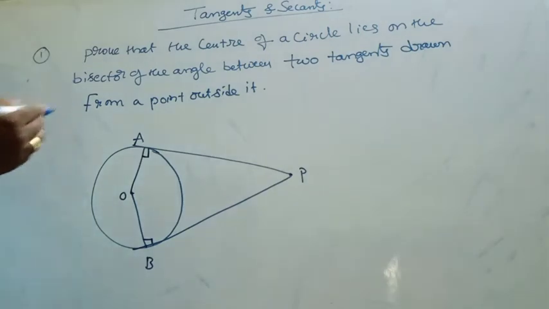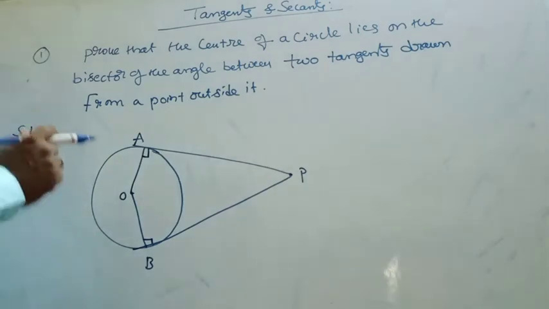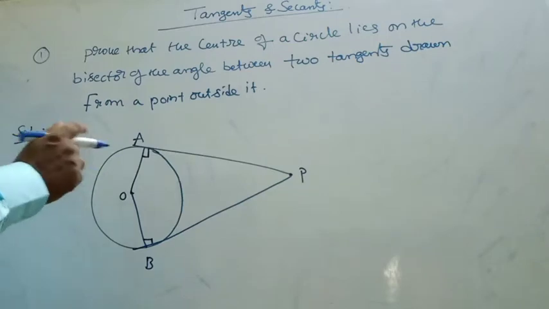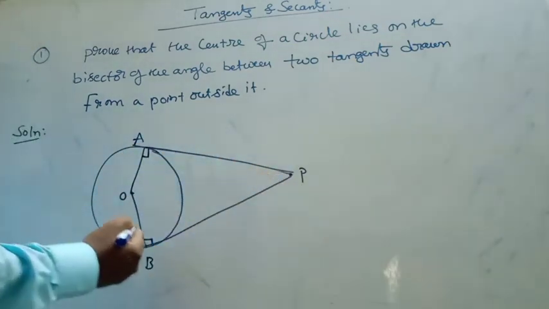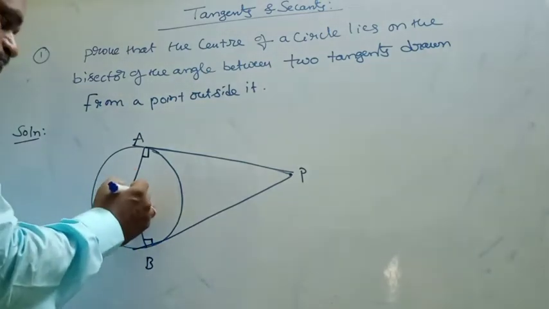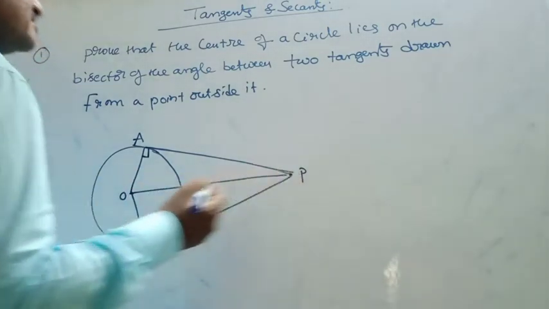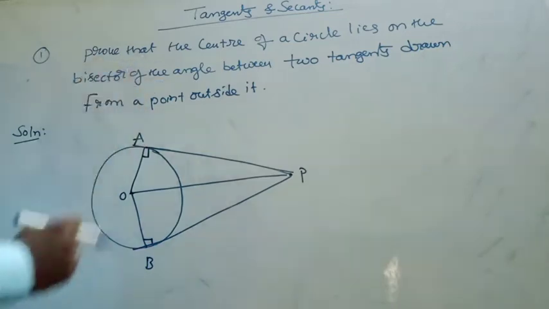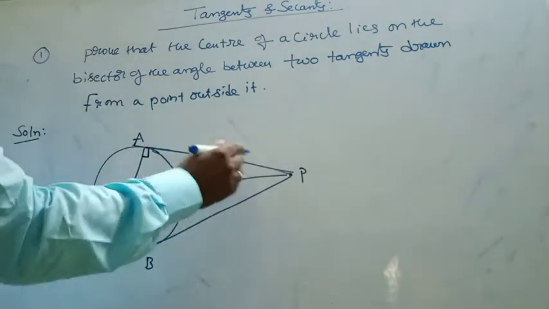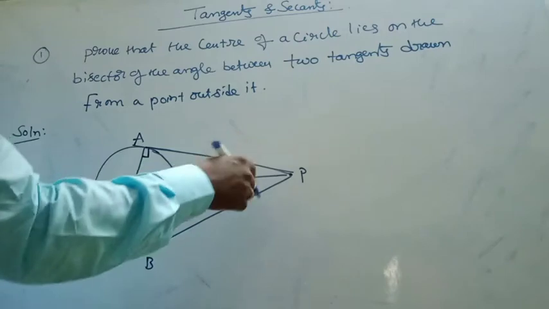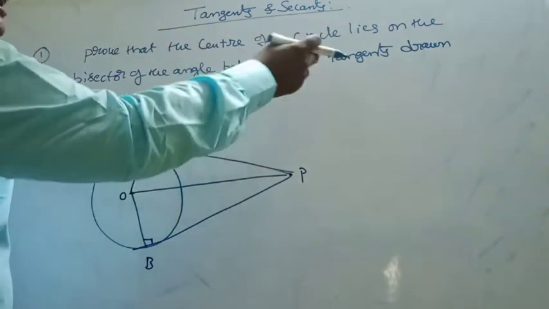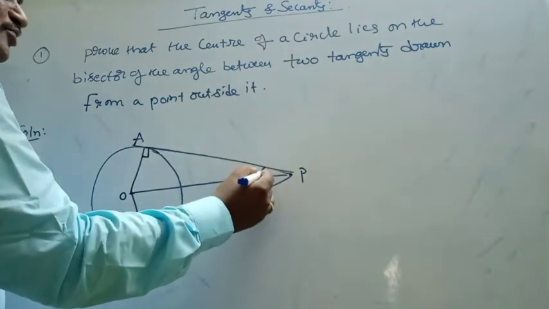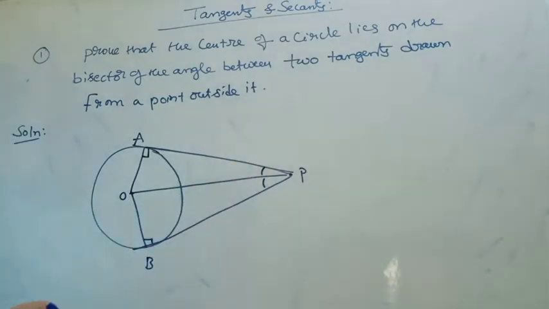Now we have to prove that the center of the circle lies on the bisector of the angle between the two tangents. PA and PB are the two tangents. We need to prove that OP is the angular bisector. That means we need to prove that this angle is equal to this angle. My dear students, the information is very clear.